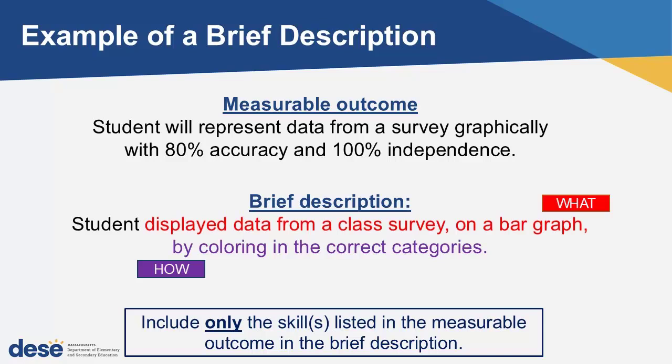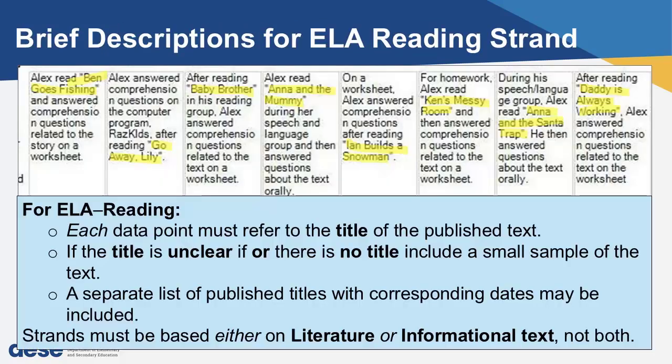Remember that you're going to include only the skill that's listed in that measurable outcome in the brief description. So that's all I'm going to add. I'm not going to include extraneous information that's unnecessary, because then the scorers won't know what you're taking the accuracy and independence on. So be very clear, very succinct in your brief descriptions. Give us what the skill is and how the student did it.